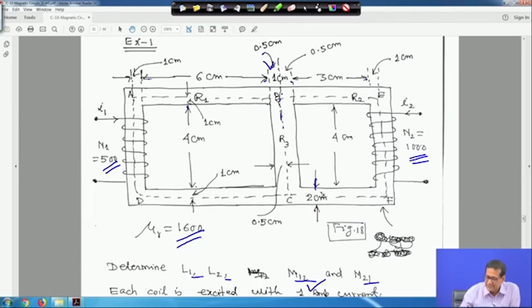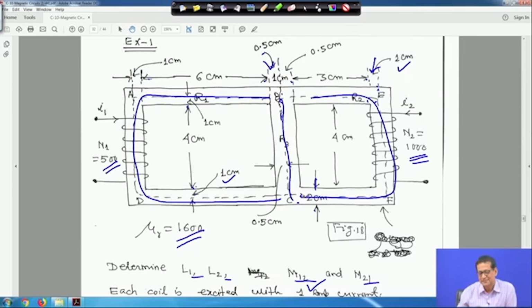So the mean path will be this side. If you take from here to here it is 1 centimeter. See carefully, everything is marked, and here also this is 2 centimeter. So for the mean path, from here to here this gap is 1 centimeter, and here also 1 centimeter. So we have 3 different paths: one from here to here, another is this limb, and another is this limb.